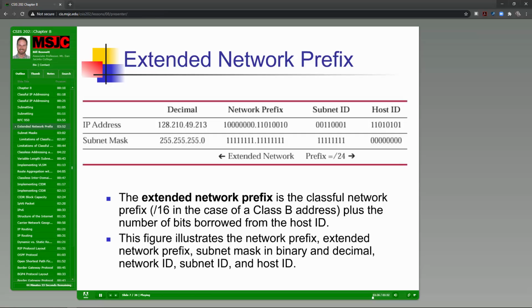Wherever there's ones, that's the network portion. As soon as we have a 0, the rest will all be zeros, and then those zeros represent the host portion. So again, that's how the subnet mask is used to define the network portion and the host portion in an IP address.